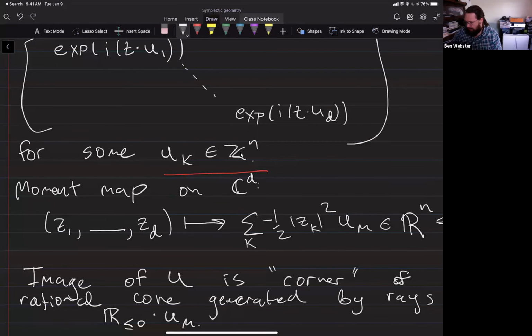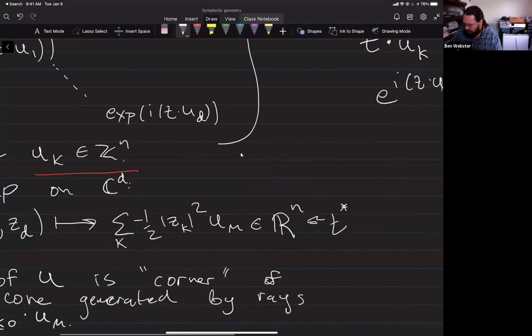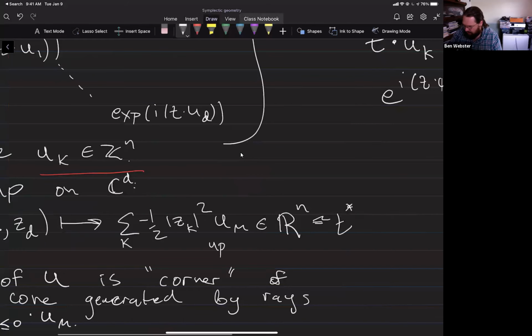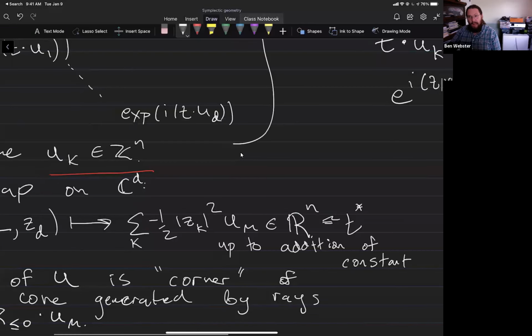And this is of course only up to addition of a constant. So my moment map, if I have a global moment map and I restrict it to a little neighborhood around the fixed point, it's going to be of this form up to addition of some constant element in R.